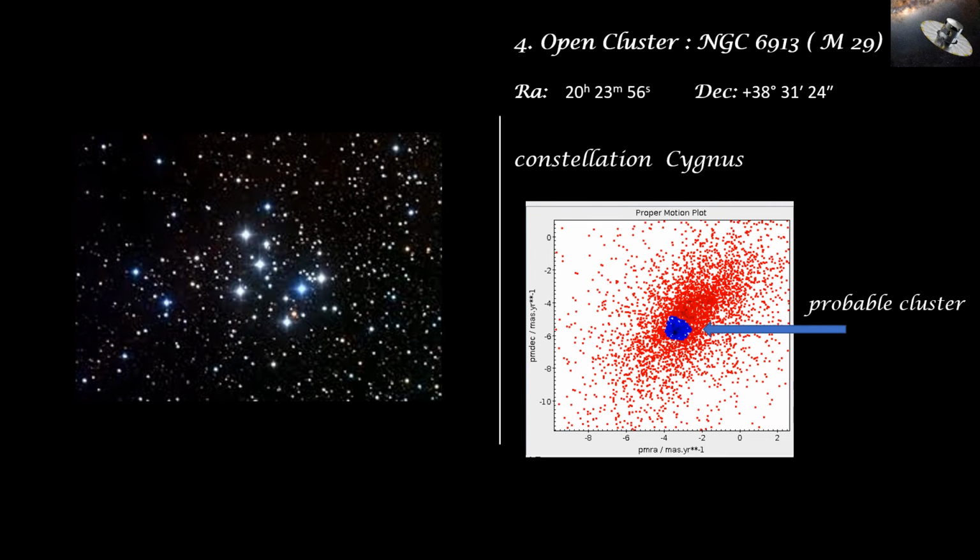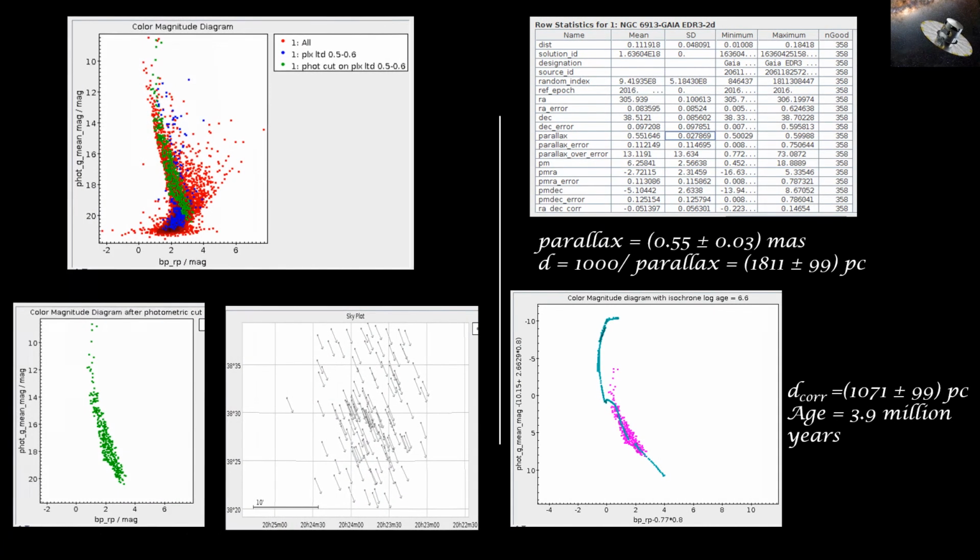For the open cluster NGC 6913 in the constellation Cygnus, the plots show the probable cluster, color magnitude diagrams, and statistics. For this cluster, the distance is found to be 1071 plus minus 91 parsecs, and its age is 3.9 million years.